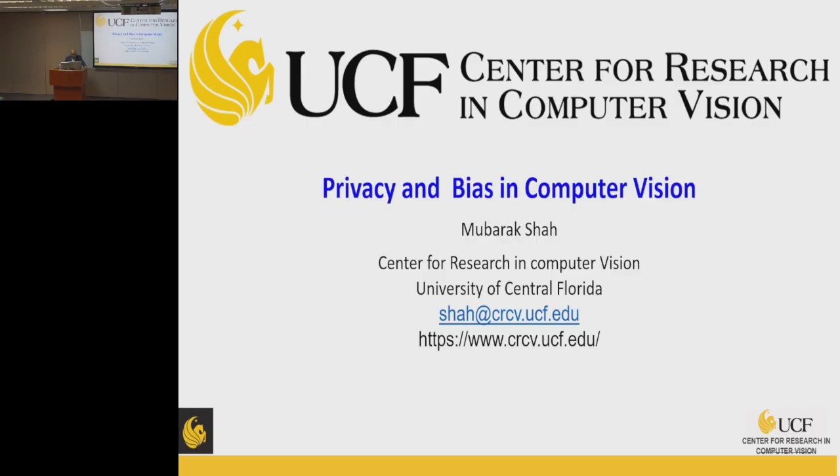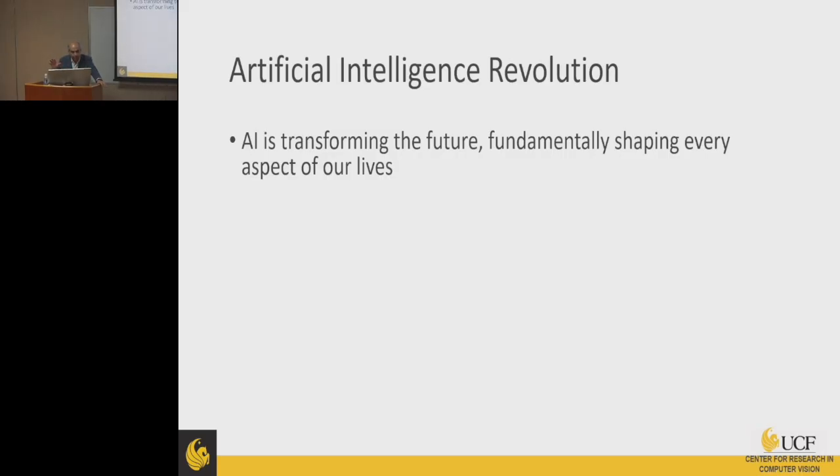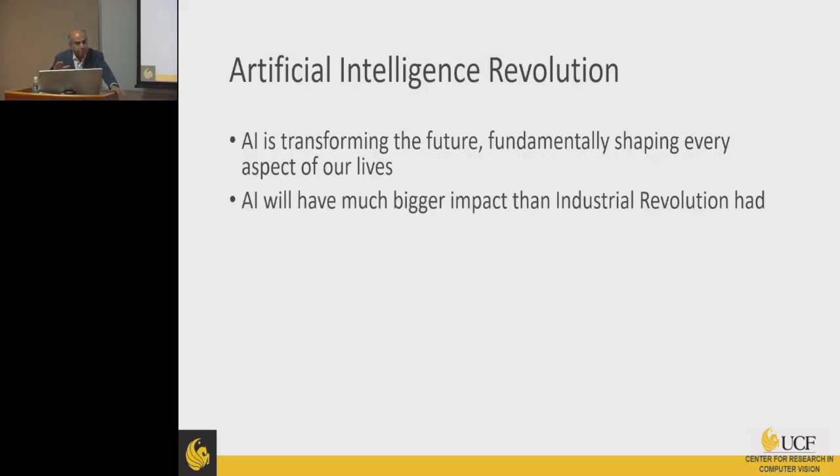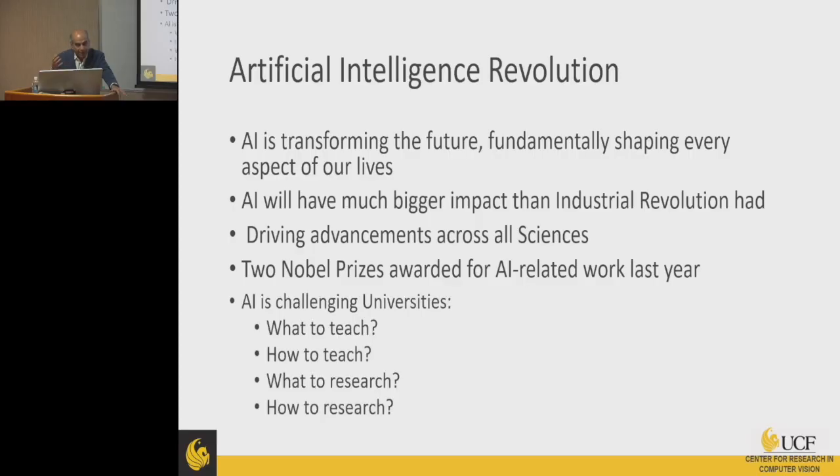So, as Mark mentioned, I'm going to talk about privacy and bias in computer vision. Now, we are living through the artificial intelligence revolution. It's transforming everything. The future, it will fundamentally shape every aspect of our life. It will have a much bigger impact than the industrial revolution had. It is driving advancement across all sciences. You saw that last year there were 2 Nobel Prizes, and it is challenging the universities on what to teach, how to teach, what to research, and how to research.